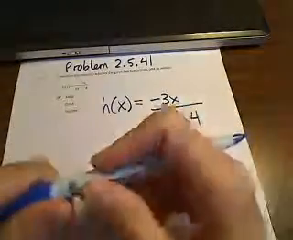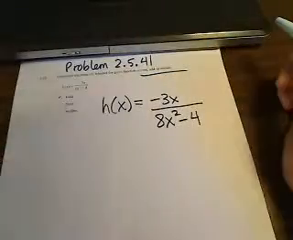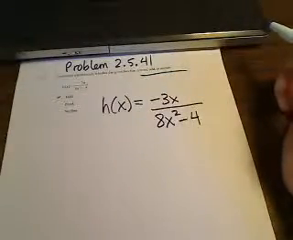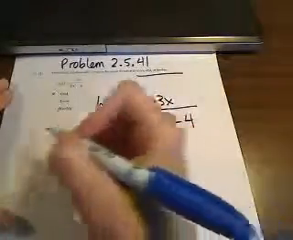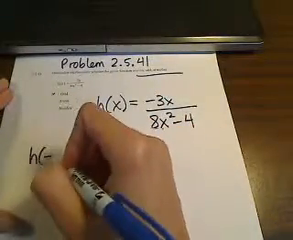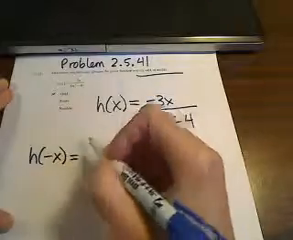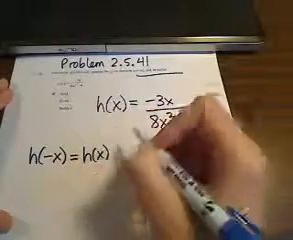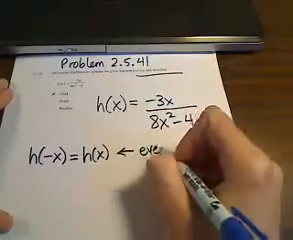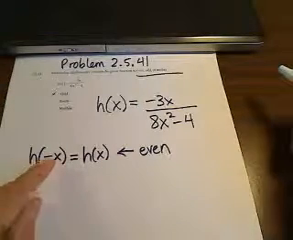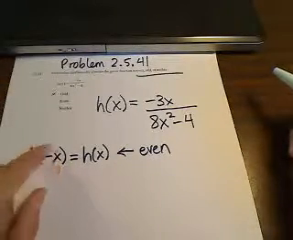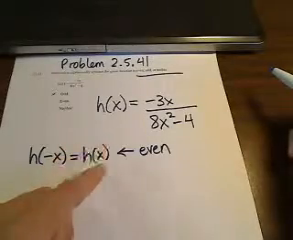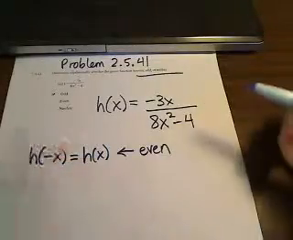Okay, so in order to be able to answer this, whether it's even, odd, or neither, you have to know what even and odd mean. Essentially, if you evaluate h at negative x and you get back your original function, that's going to be something that's even. So we plug in a negative x everywhere there's an x, and then we evaluate it, and if we come back with our original function, then it's an even function.